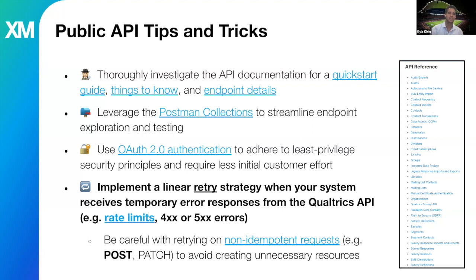And then the only caveat there is with not idempotent requests, like POSTs especially, we don't want to create duplicate resources. So just be aware of those and careful with those. So definitely you can still retry. Just, once you get a 200 or a success back, then don't make another call. Break out of your retry logic. So those are some of the common gotchas and tips and tricks for the public API.